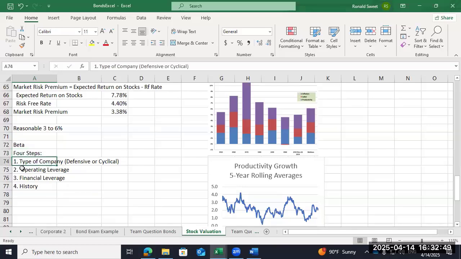So what type of company is it? What is its operating leverage? What is the financial leverage? And what's the history of the beta?